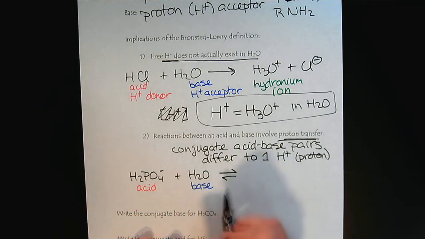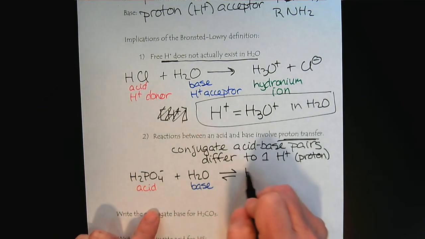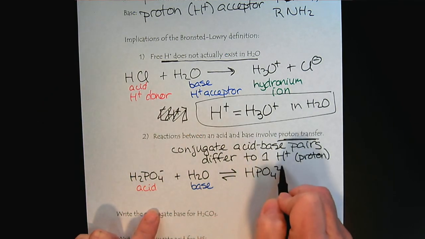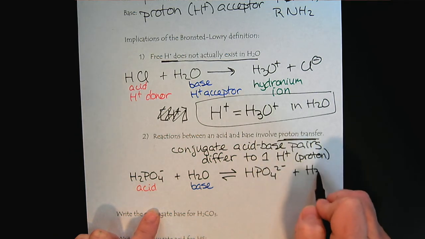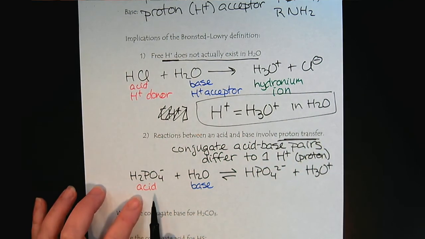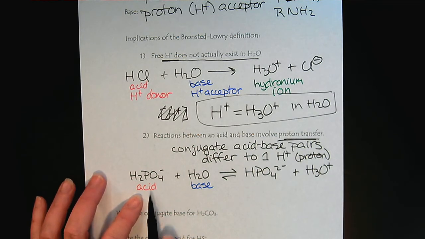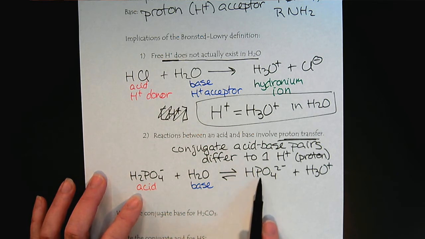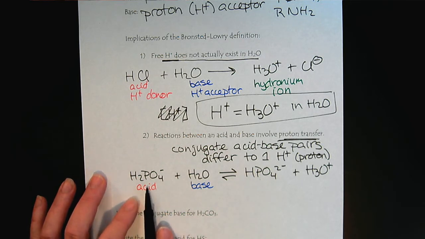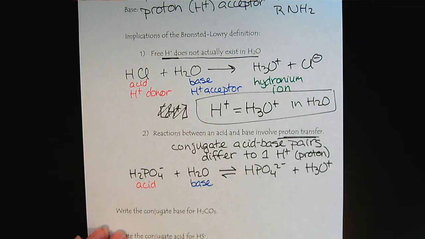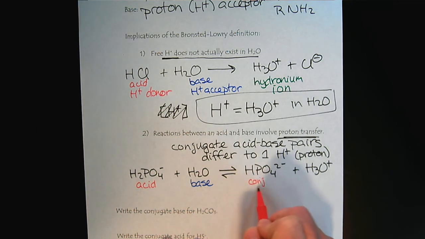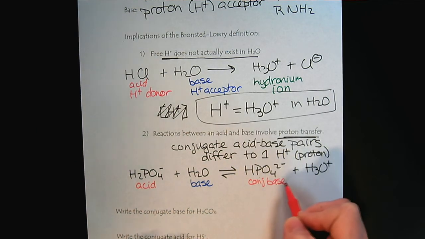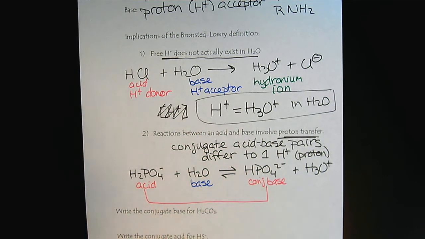And we know that because when we look at the products, I probably should have written that first. There's our reaction. Okay, so how did I know this was the acid? I know this is the acid because when I look at the products, I see that it lost a proton. So we would describe the dihydrogen phosphate as the acid and the hydrogen phosphate as the conjugate base. So these would be a conjugate acid-base pair.